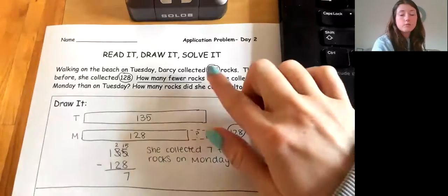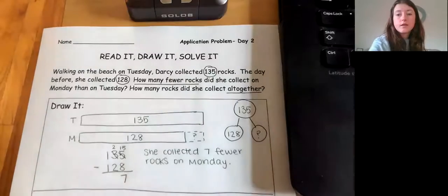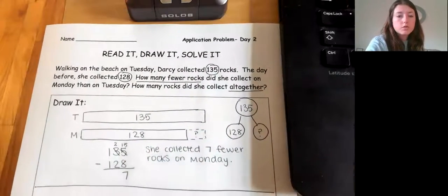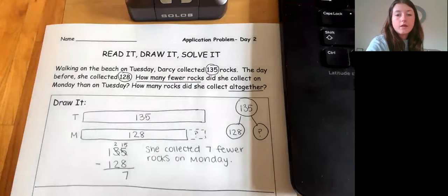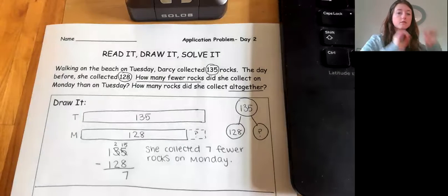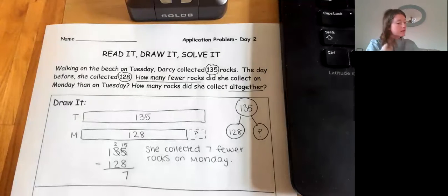So I circled that number because I knew that was going to be important. Then it said the day before she collected 128, so I circled that number too. How many fewer rocks did she collect on Monday than on Tuesday? So I underlined where it said how many fewer rocks because I know that she collected less or fewer on Monday than on Tuesday. Then it's also asking me how many rocks did she collect all together?